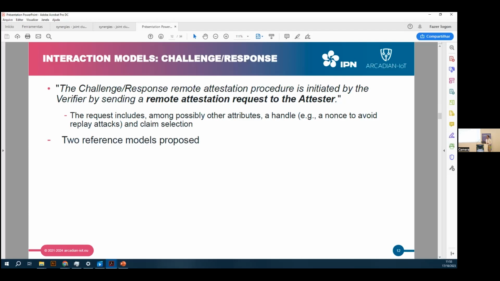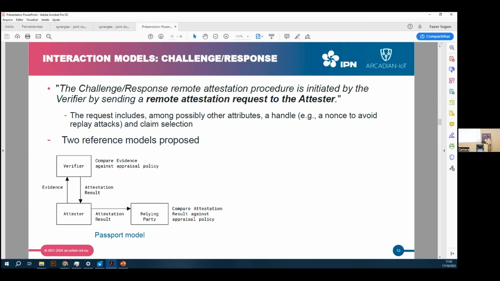So two different reference models are proposed in a challenge response mode, comparing with the real life scenarios which originate the names for these modes. The first one is a passport model. For instance, as a citizen, I'm the attester. I provide my biometrics as evidence to the government. The government, acting as the verifier, generates the attestation result, which could be the citizen card. And this citizen card is the attestation result I present to any relying party which requires it, right?